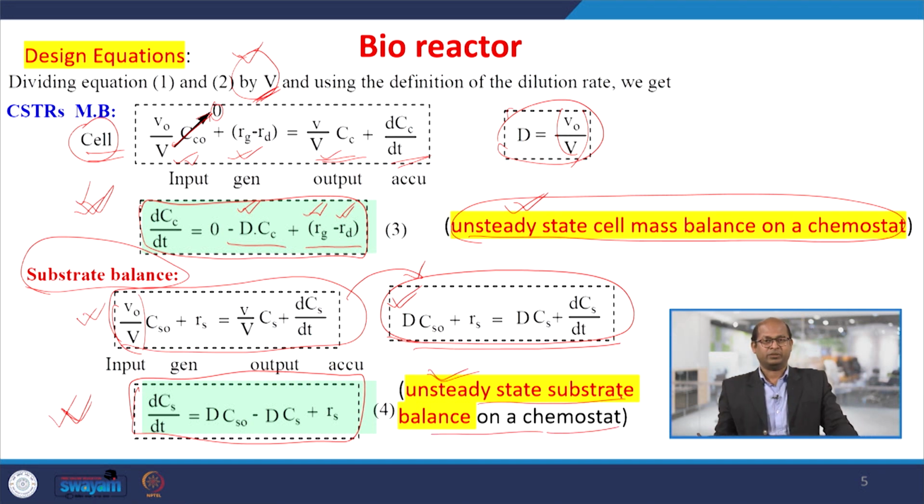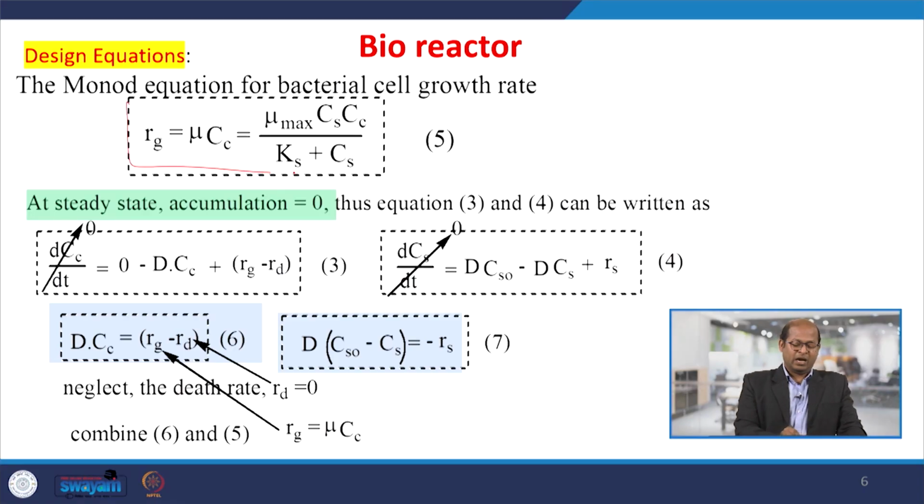This is the material balance for cell and substrate for the chemostat, the reactor that we are using. Now, from the Monod equation for bacterial cell growth rate, which we have studied, Rg equals mu into Cc, that is the cell concentration, where mu is the growth rate constant, mu max Cs by Ks plus Cs. Ks is the Monod constant and Cs is the substrate concentration. This is the definition of the Monod equation for bacterial cell growth.